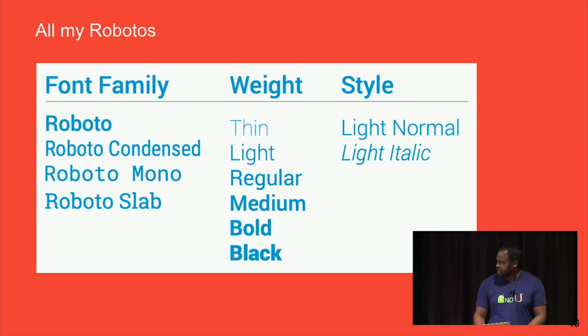So here's kind of an example of everything that lives in Roboto. All of them have the general design characteristics of Roboto, but you can see that there is a regular version, there's a condensed, a monospace, and a slab font. It also has different weights from the thin all the way down to the black, and then bold and italic.